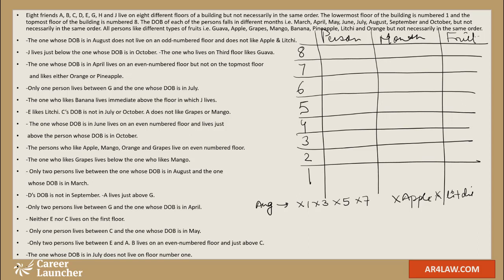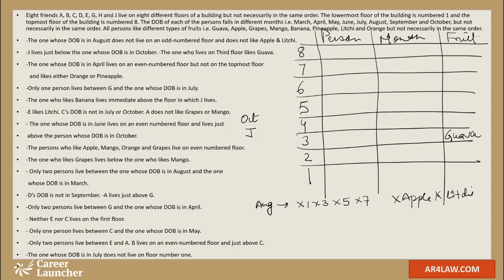J lives just below the one whose date of birth is in October. So somebody whose birthday is in October, J is just below that person. The one who lives on 3rd floor likes guava. So this is the definite information. This I can place on the arrangement.